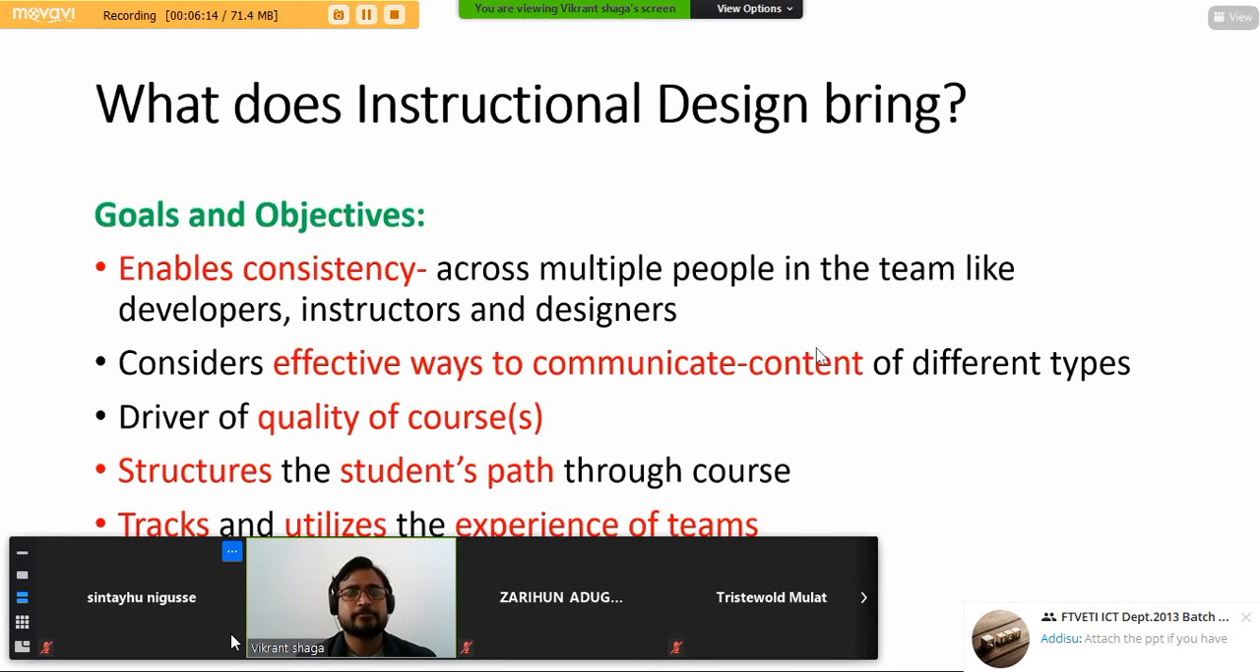Then, what are the goals and objectives? What does instructional design bring you? So what is a good thing about instructional design? It maintains the quality of the course. It's a driver of the quality of the course.